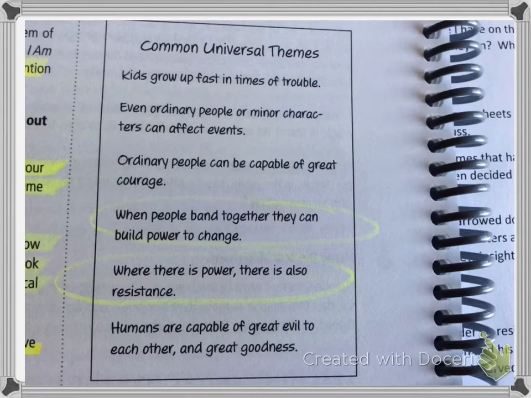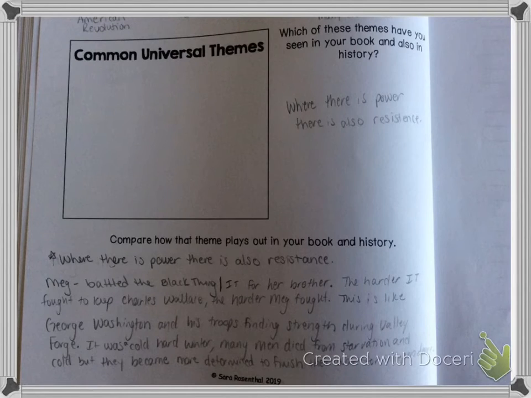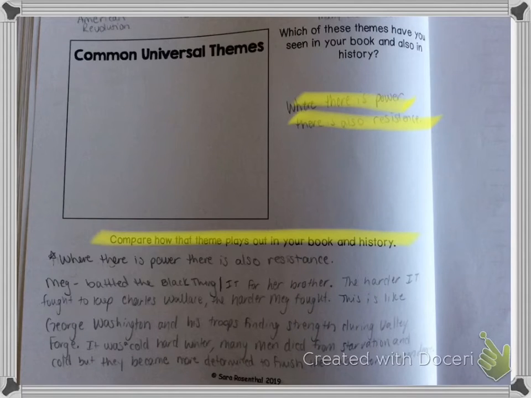So we're going to focus on one and decide which one do we see mostly, which one can pertain mostly to George Washington. I'm going to narrow down my choice, and I'm going to focus on where there is power, there is also resistance, because I feel like that fits for George Washington. But now I want to compare how that theme plays out in my book and in history. So not only thinking about George Washington, but also thinking about how it plays out in the book A Wrinkle in Time.